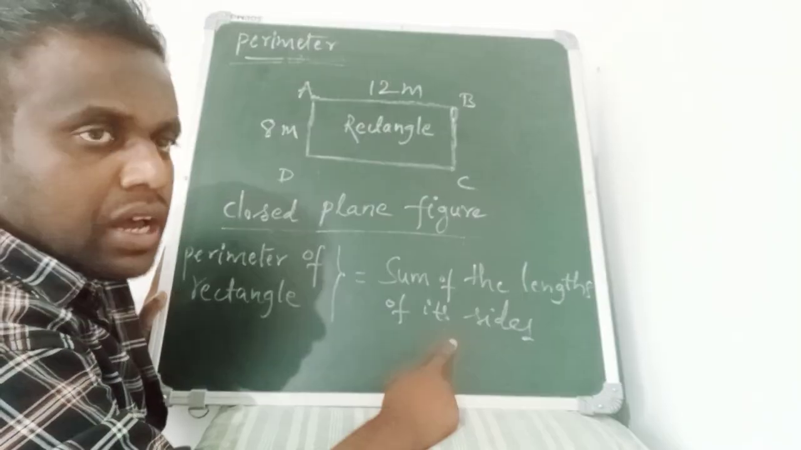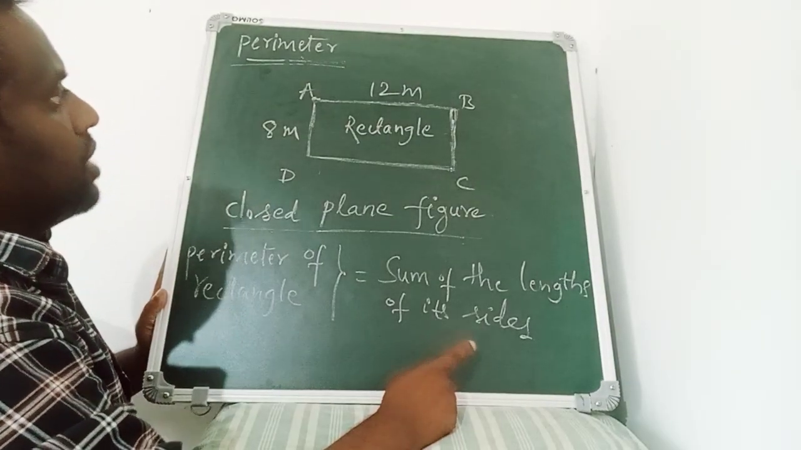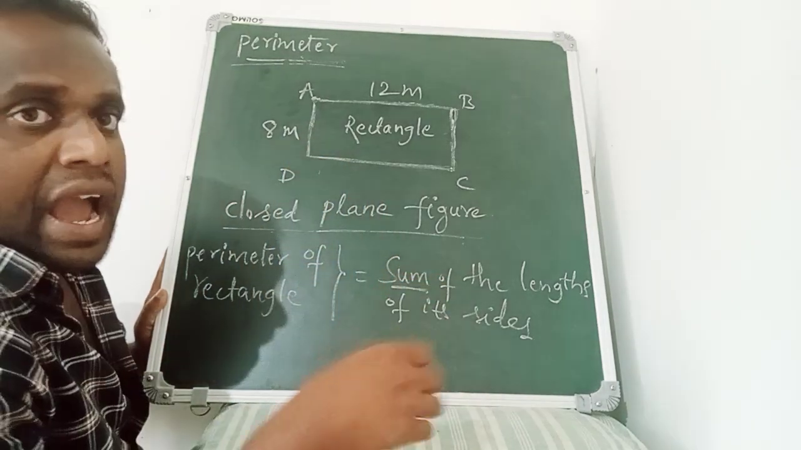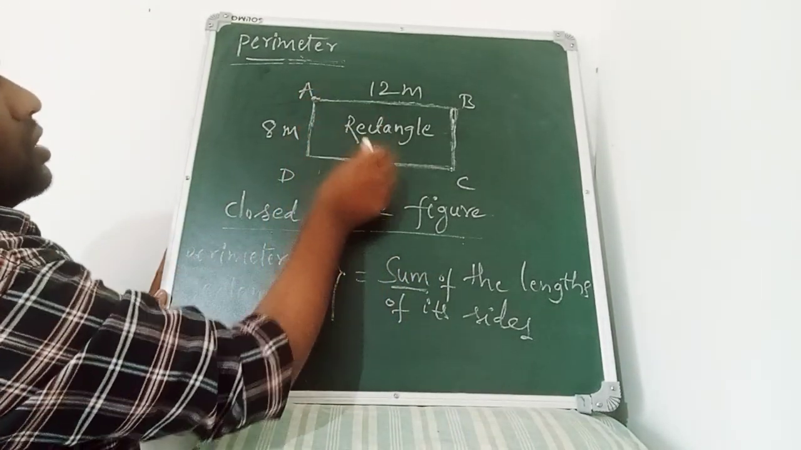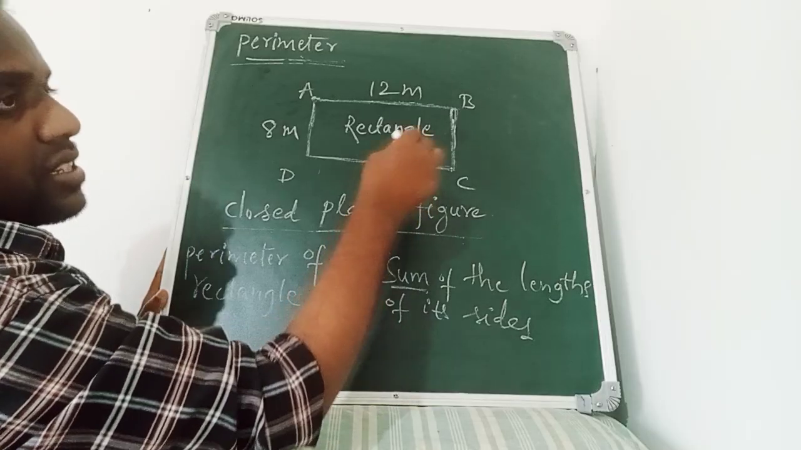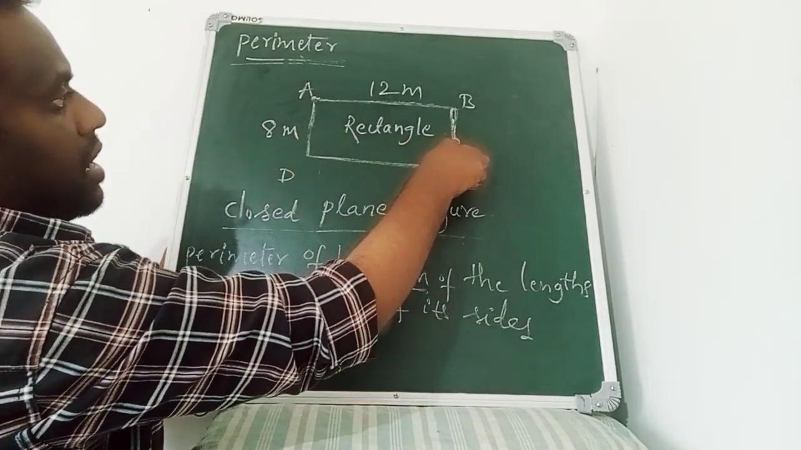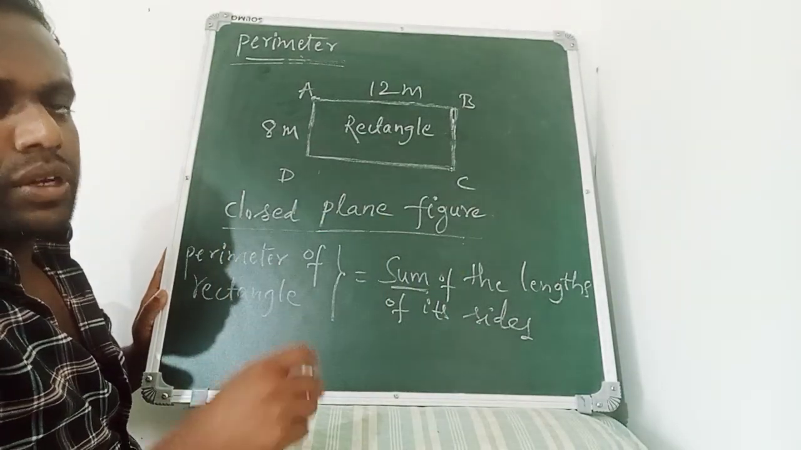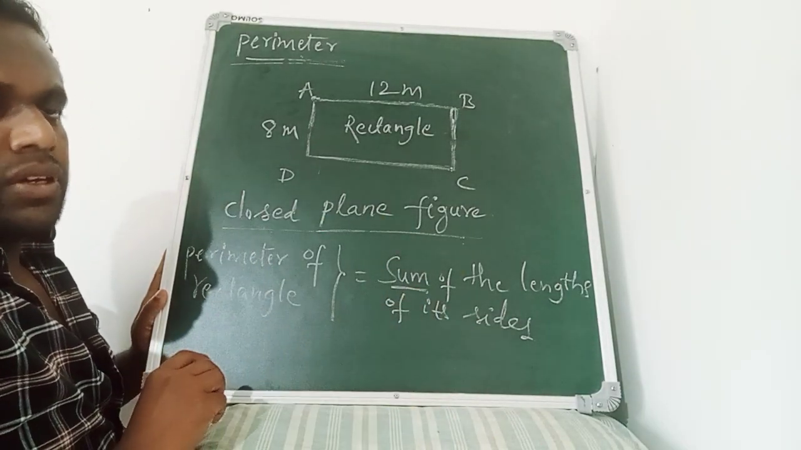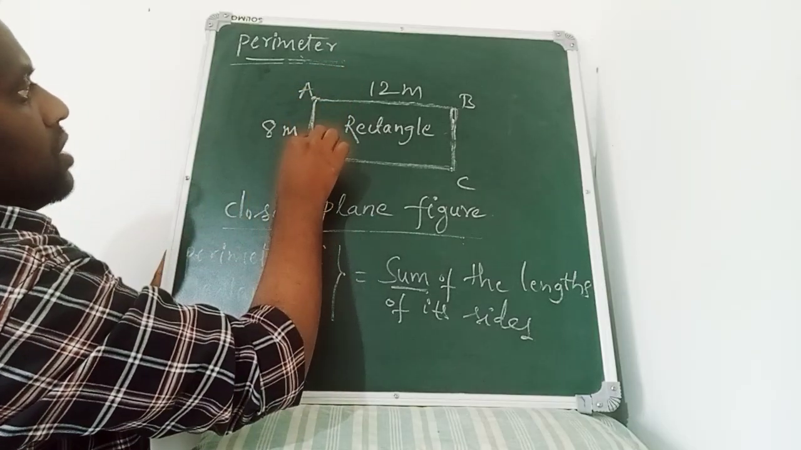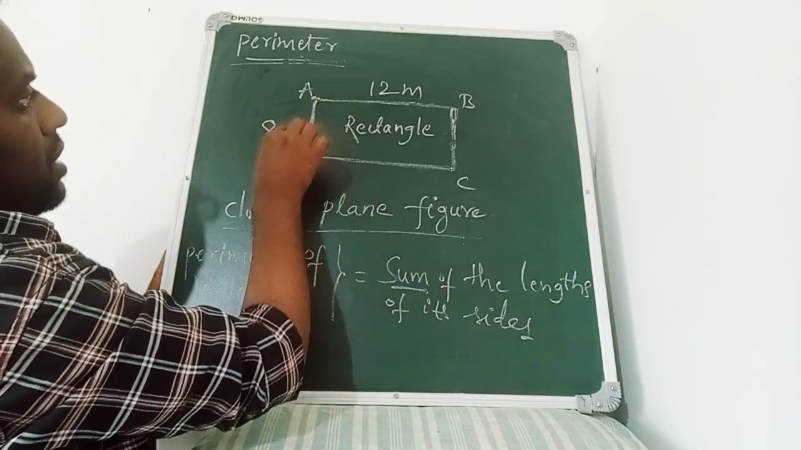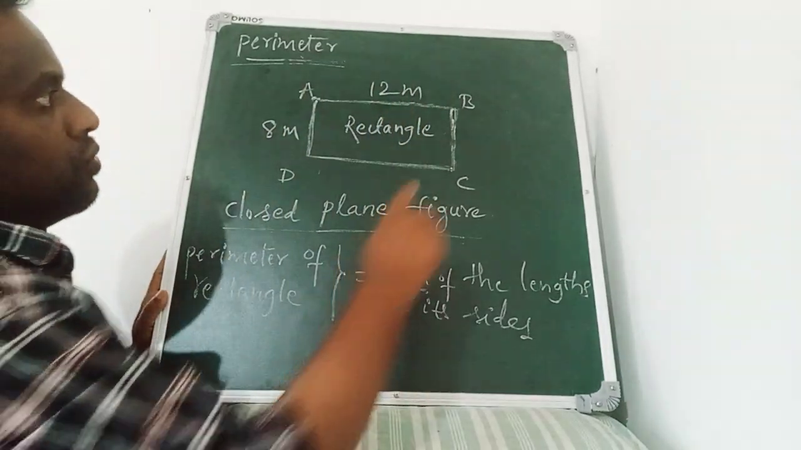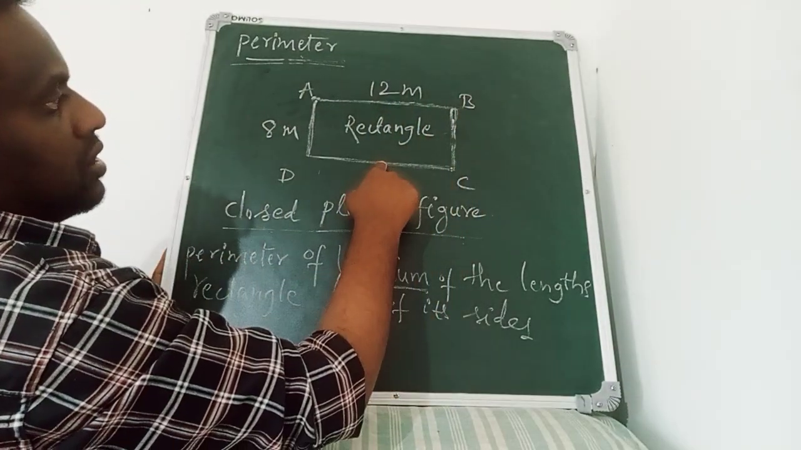So according to this formula, the perimeter will be, we have to add the lengths. Sum means addition. So take the rectangle, take its side lengths, this side length, this side length, this side length, and add all the sides. So whatever the answer you will get, that will be the perimeter. Now see, we know the length of the side AD, 8 meter, and the length of the side AB is 12 meter. We don't know the length of this side, we don't know the length of this side.